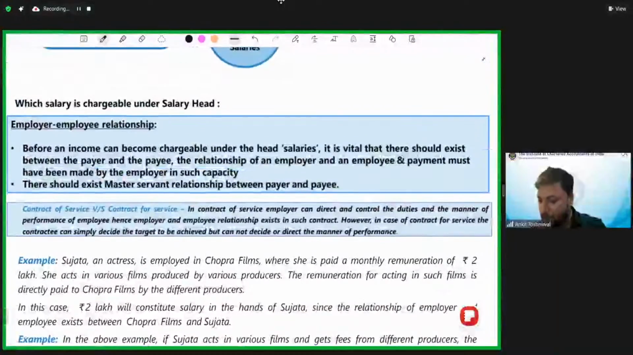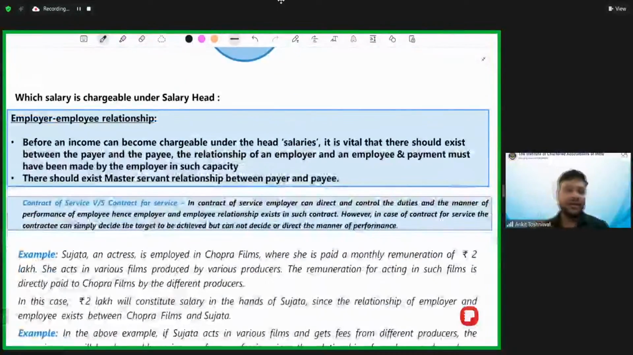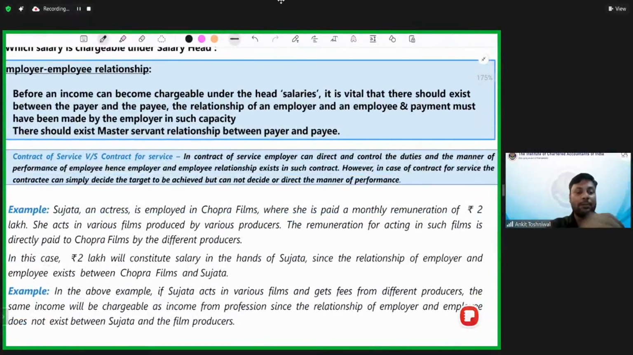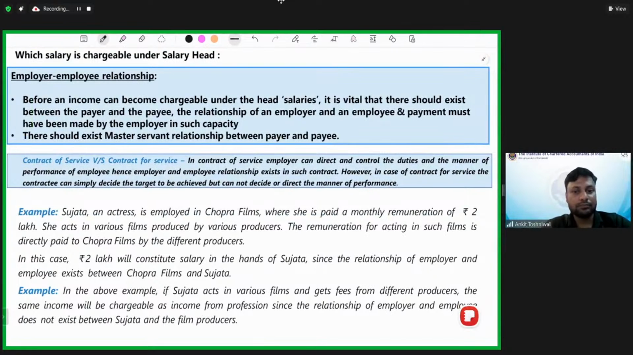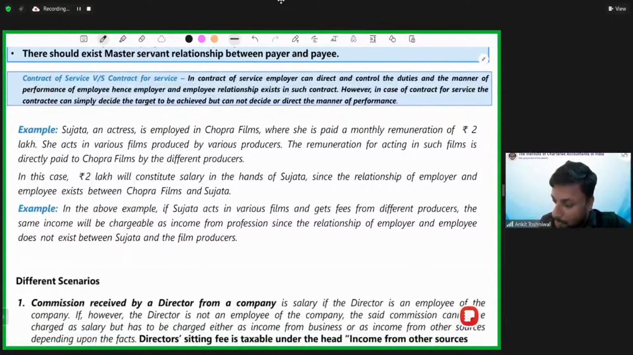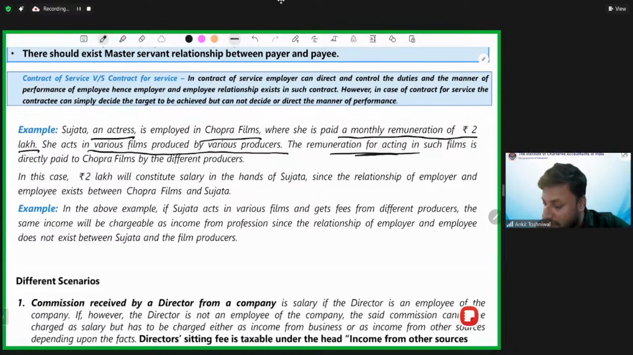Number one, as we discussed, the income is taxable under the head salary only when there is a relationship of employer and employee. Correct? If there is an employer-employee relationship, then only it is taxable under the head salary. Now coming to an example: Sujata, an actress, is employed in Chopra Films, where she is paid a monthly remuneration of 2 lakh. She acted in various films produced by various producers. The remuneration for acting in such films is directly paid to Chopra Films by the producer.